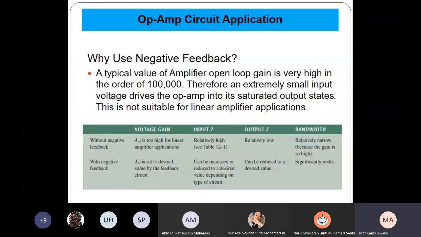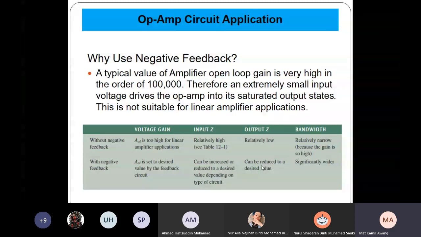Okay, and when we compare with the amplifier with negative feedback, you can increase or reduce the value of the impedance depending on the type of circuit that you want. So you can control the input impedance. The same thing with the output impedance. Output impedance is relatively low when you don't have the negative feedback. But when you have negative feedback, you can reduce it to a desired value. You can change the output impedance.